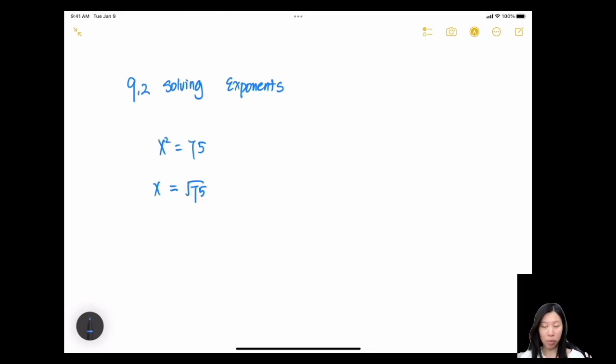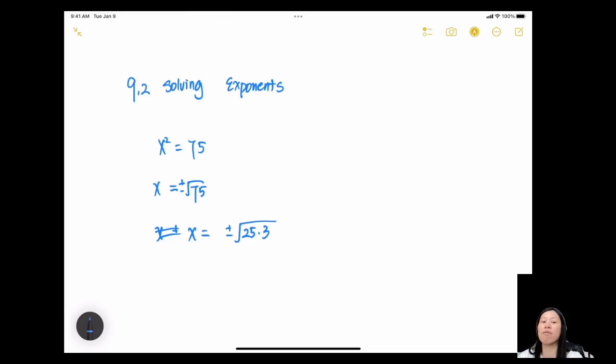But remember, if the exponent is an even number, that means you need to put a positive or negative. And now we simplify it. So we try to factor the square root of 75 as 25 times 3. Why do we want to do 25 times 3? Because 25 is a perfect square.